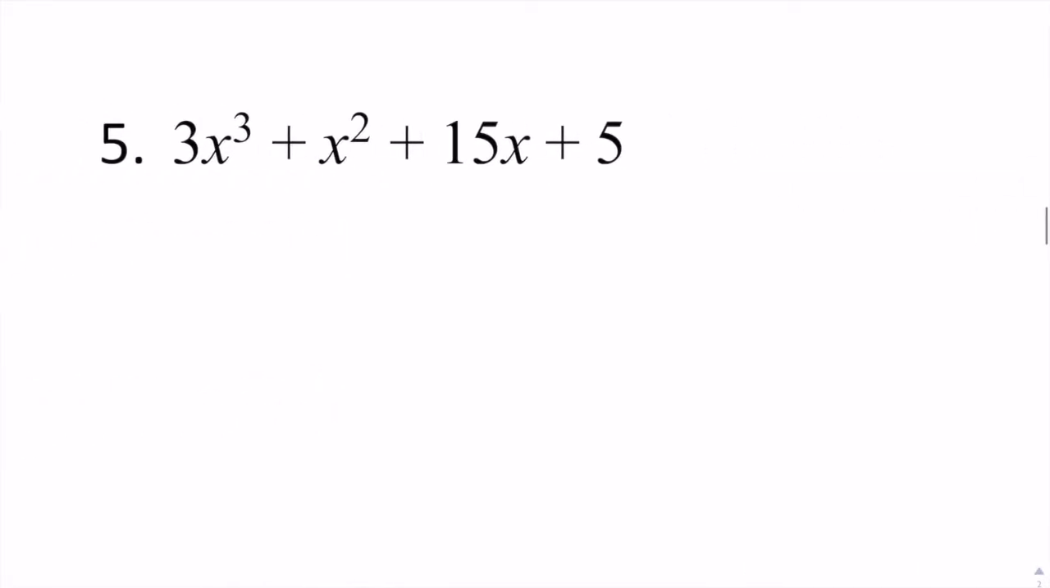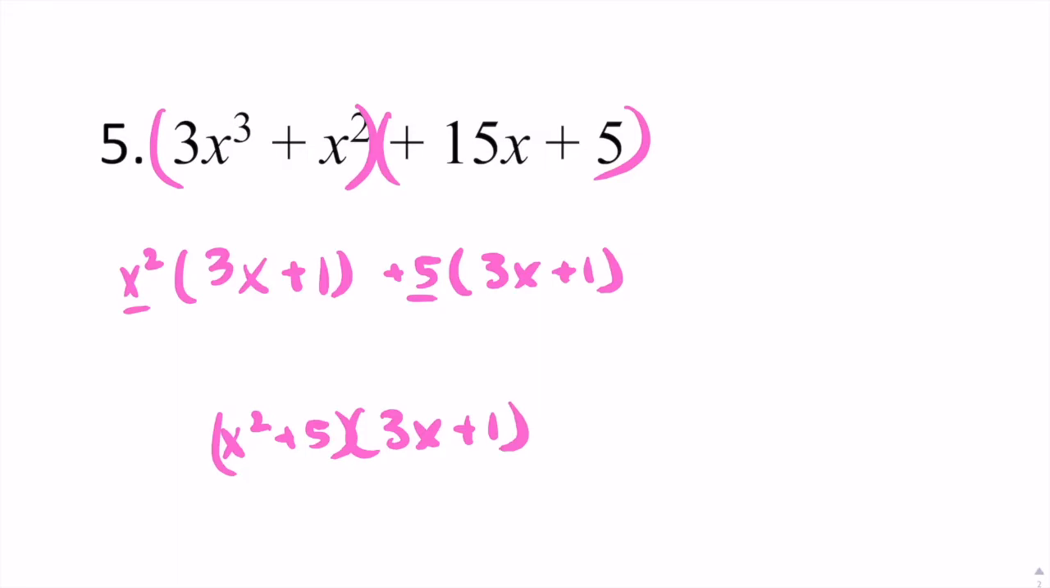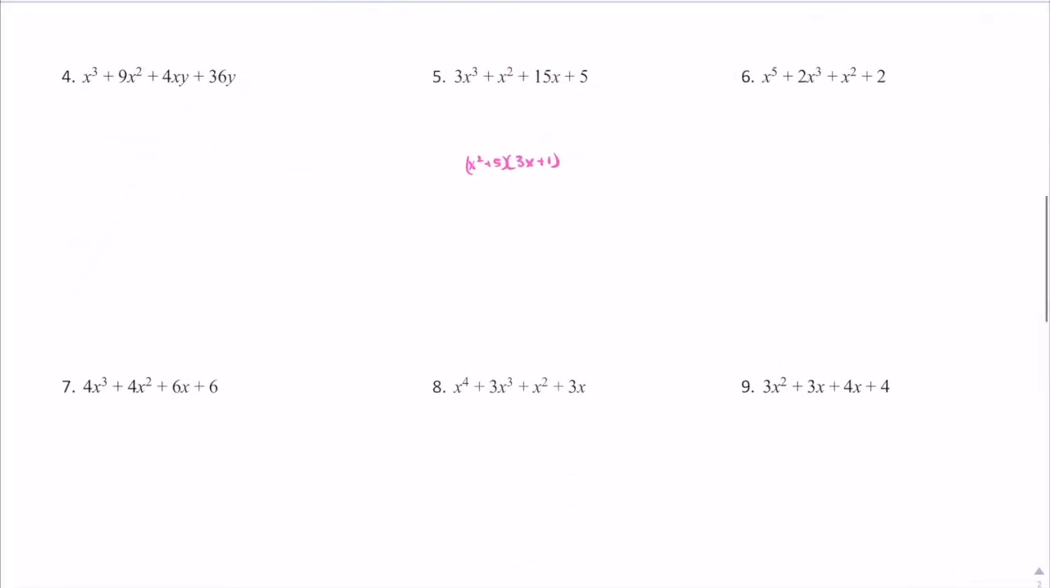Next, in this first one, I could take out an x squared, left with 3x plus 1. Don't forget that. Next one, I could take out a positive 5, and I'm left with also 3x plus 1. Okay. So from here, x squared plus 5 times 3x plus 1. Is there one more in this row? Oh, there is one more.